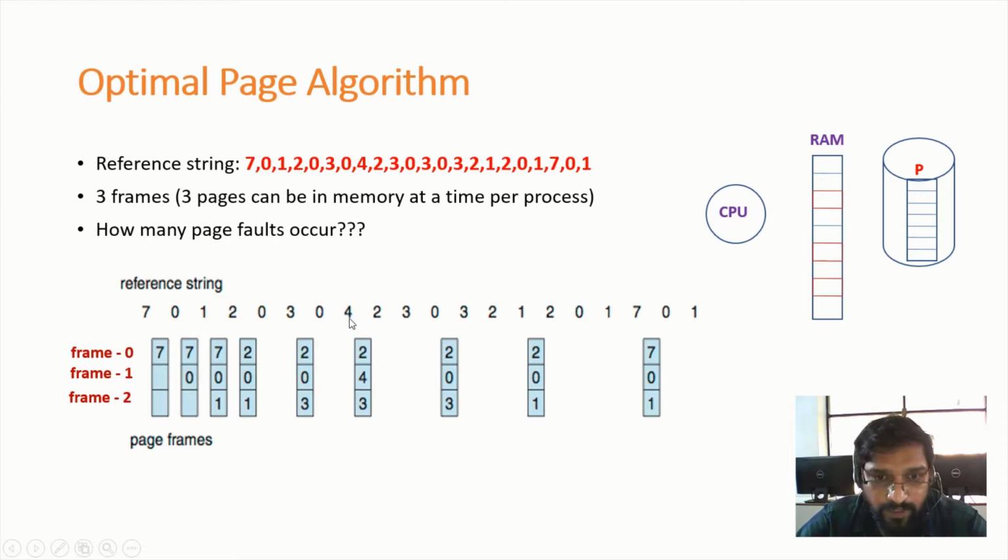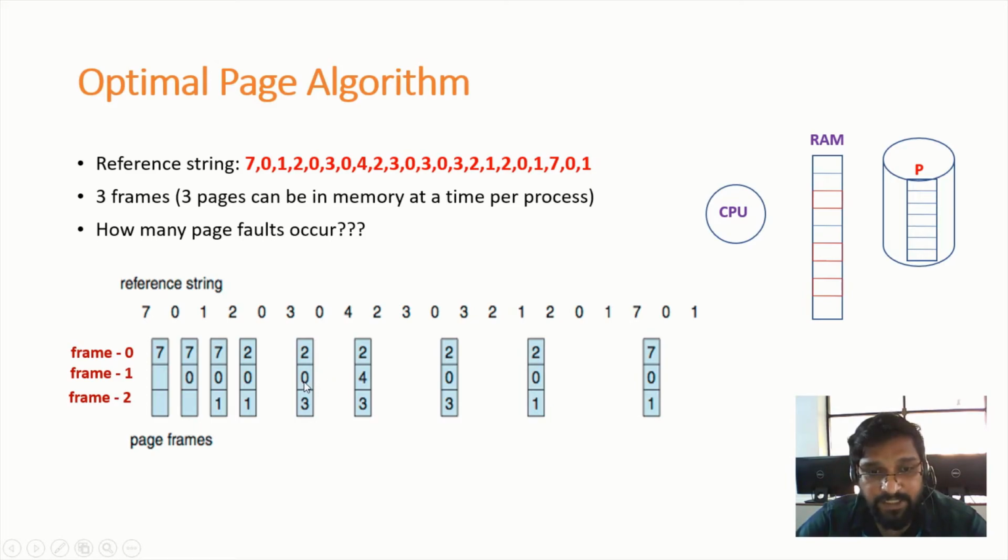So now we are moving page number 4 from hard disk to RAM. Now among these 3 pages, which page number we need to replace? For that we need to see the future beginning from page number 4. In near future I need page number 2, so therefore page number 2 should not be replaced. And in near future I need page number 3, so therefore page number 3 should not be replaced, right? So leftover is page number 0, so page number 0 should be replaced with page number 4.